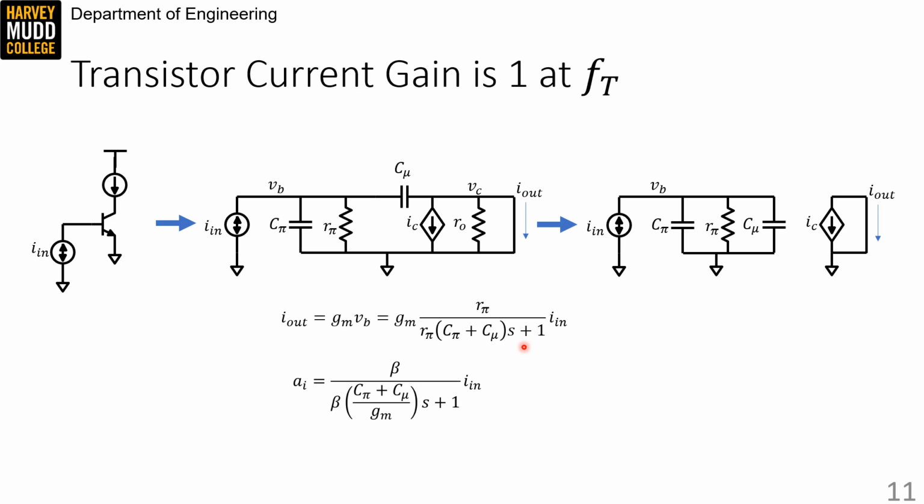Rearranging a bit, we get that current gain is equal to beta at DC, which makes sense. And that it rolls off as a first-order system at higher frequencies. The corner of that first-order system is determined by RPi interacting with the parallel CPi-CMU capacitor, but I've chosen to rewrite RPi here as beta divided by GM because that suggests an approximation.